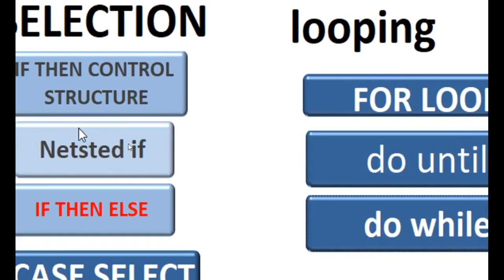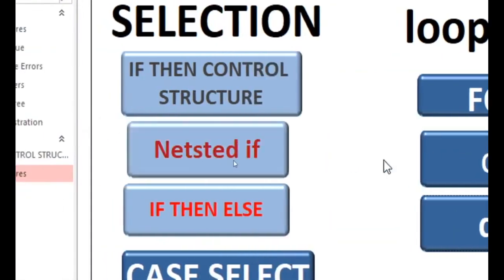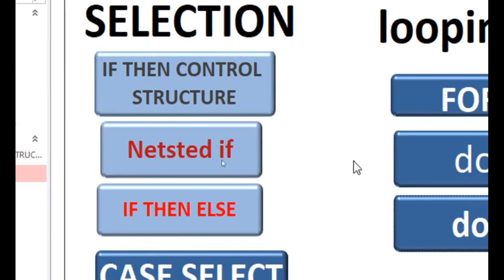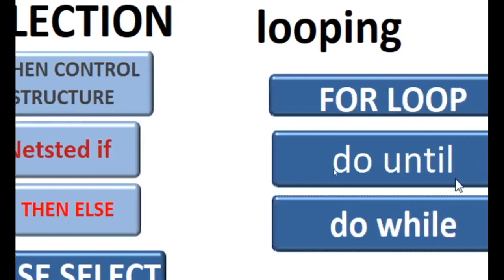Therefore, that's how we look at the control structures. And as you have seen, we have gone through the required control structures in our syllabus, that is Kenya National Examination syllabus. You're supposed to cover if then, nested if then else, case select. Then we need to cover for loop. We need to cover do until or repeat until, then the while loops.